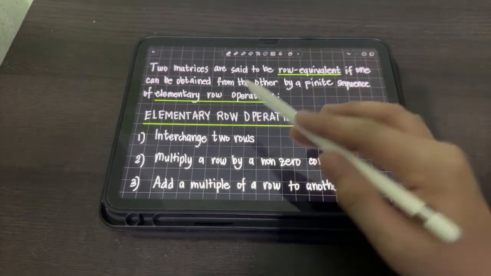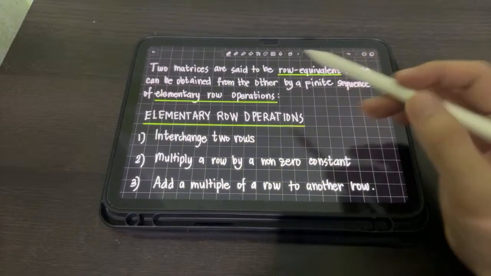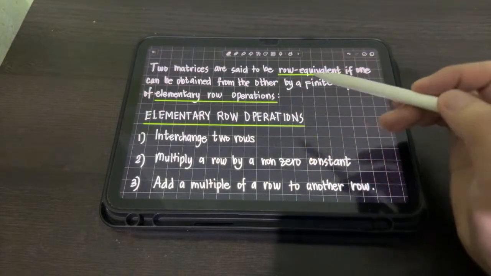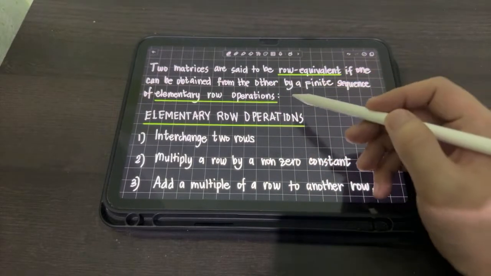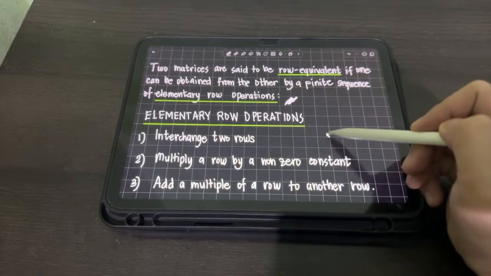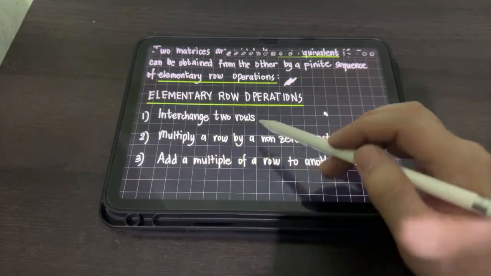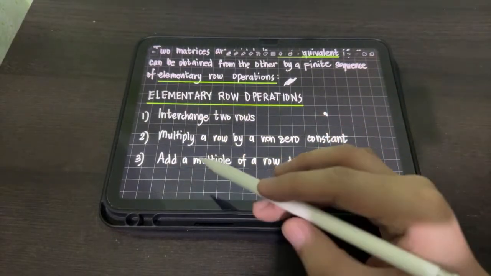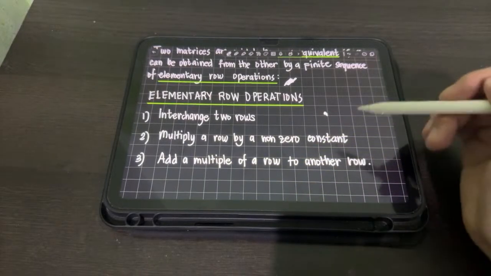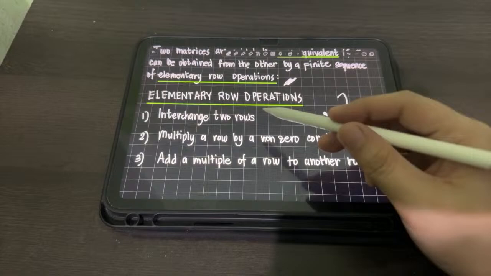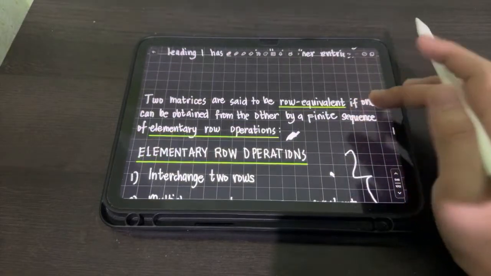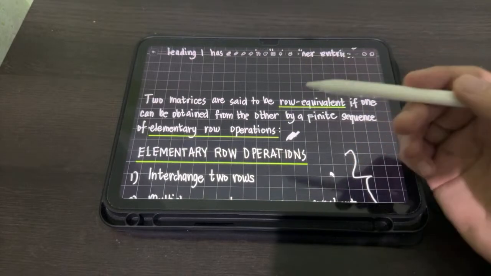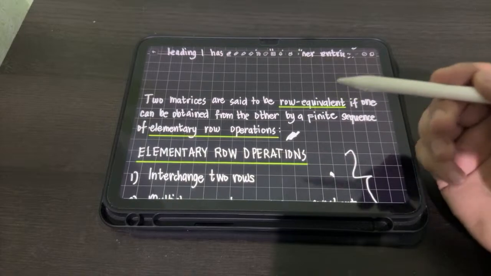It states here that two matrices are said to be row equivalent if one can be obtained from the other by a finite sequence of elementary row operations. The elementary row operations are the following: one, interchange two rows; two, multiply a row by a non-zero constant; and three, add a multiple of a row to another row. So we will use these three elementary row operations to convert or transform a matrix into its row echelon form and reduced row echelon form.